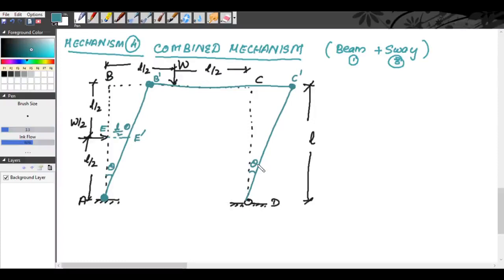Now, see, this load will be shifted here, right? So we can erase this load. Even if this is L by 2, now this load W0 will be acting here, and this distance is L by 2, and this distance is L by 2. So a hinge will be occurring here, right?